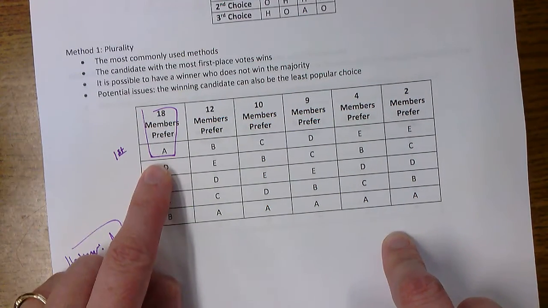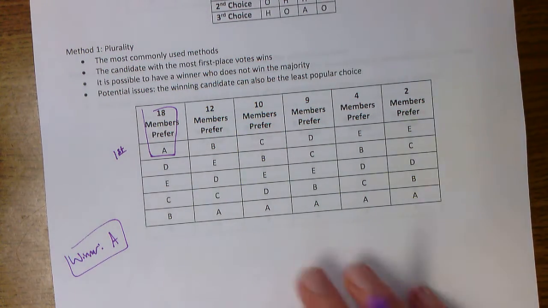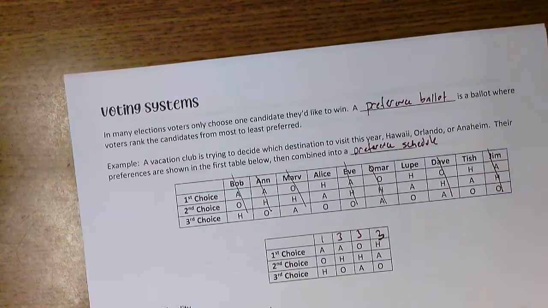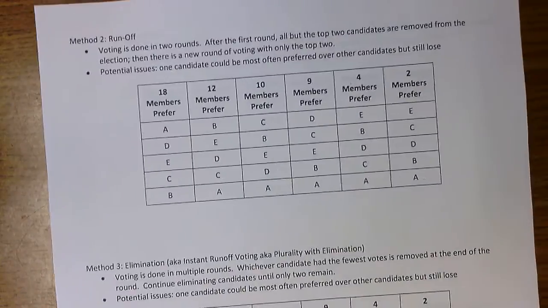Okay, so plurality is great. It's easy and convenient. And if you only have 2 candidates, it's pretty easy to use, right? But whenever you have an option where there's more than 2 candidates that you have to look at, it's really not necessarily always the best. Sometimes it could be, but not always. All right, so that's method number 1. That's the plurality vote. Method number 2 is called runoff.